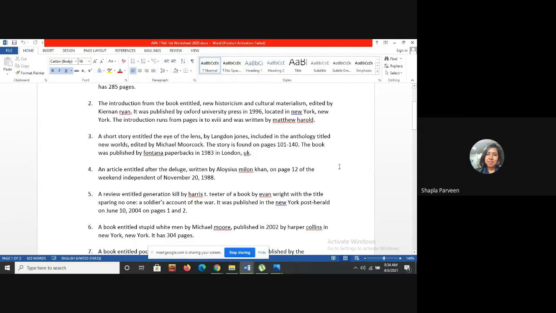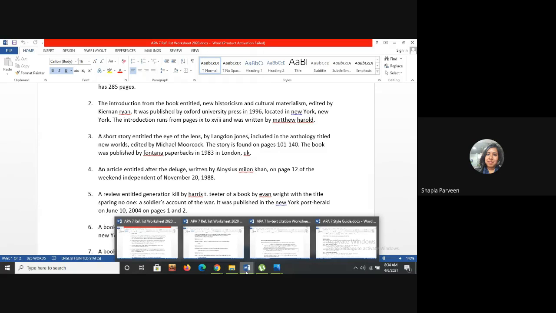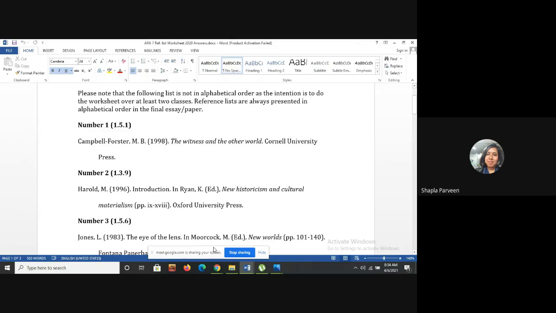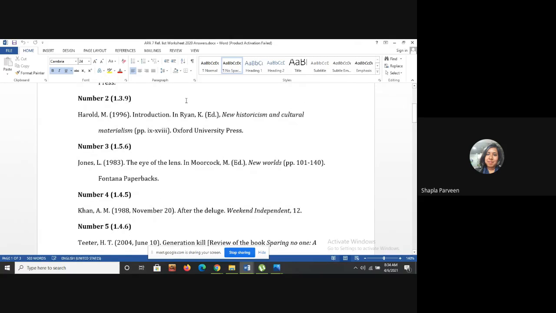Okay, so let's check the answer, number 2. Can you see the answer, number 2? Can you see this page? Yes, ma'am. All right, now you can check the answer in rule number 1.3.9. So check this rule number for the answer to the second entry.